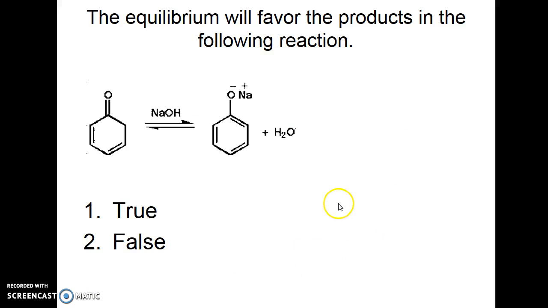The equilibrium will favor the products in the following reaction. Well, this looks like an unusual compound, but that's a keto form of phenol. So will this reaction go to the right, or will it stay in the keto form? Well, it will enolize and form phenol. Then is phenol going to be deprotonated by sodium hydroxide? We've learned a long time ago that phenol is easily deprotonated by sodium hydroxide. It's a strong enough base. So true, the products are favored in this equilibrium.